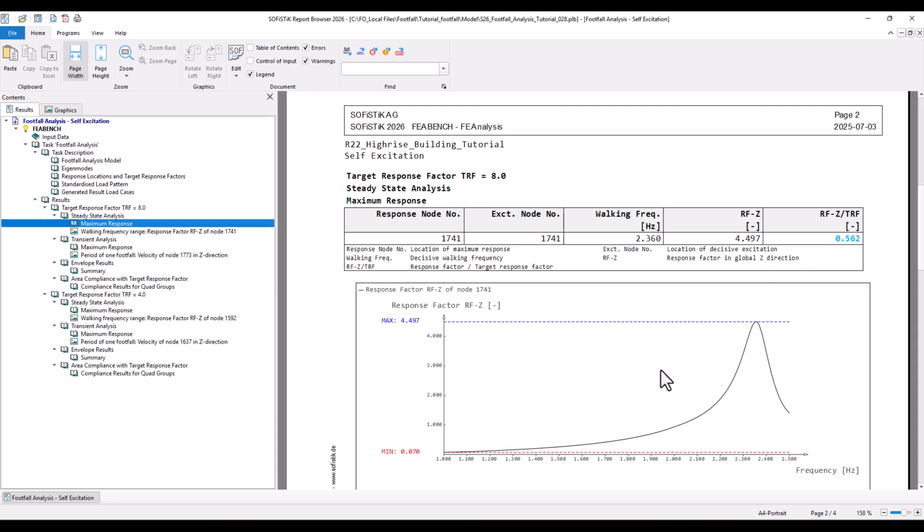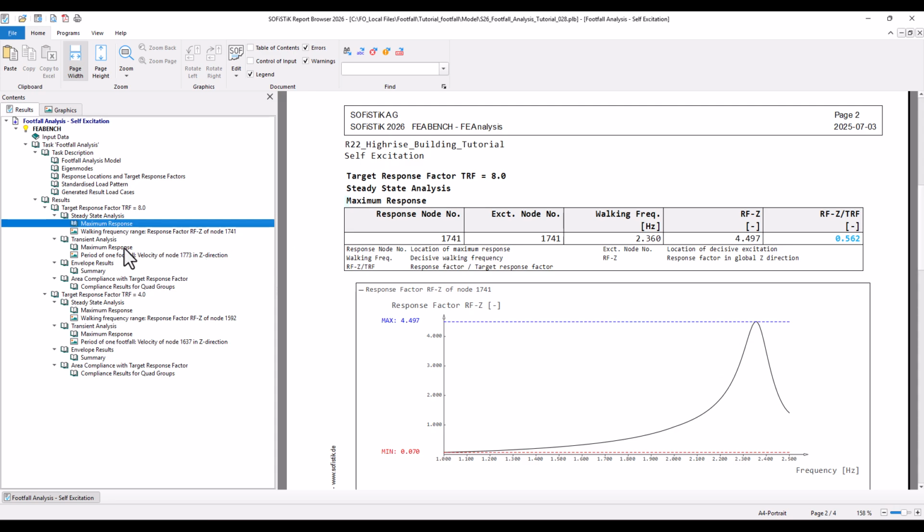The plot below the table shows the response factor over the entire range of walking frequency, making it easy to identify resonant behavior. Here, the resonance occurs around the previously mentioned frequency of 2.36 Hz.